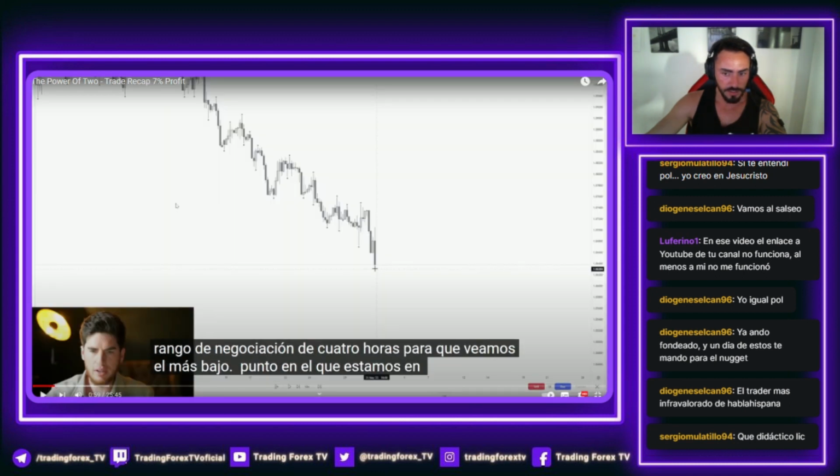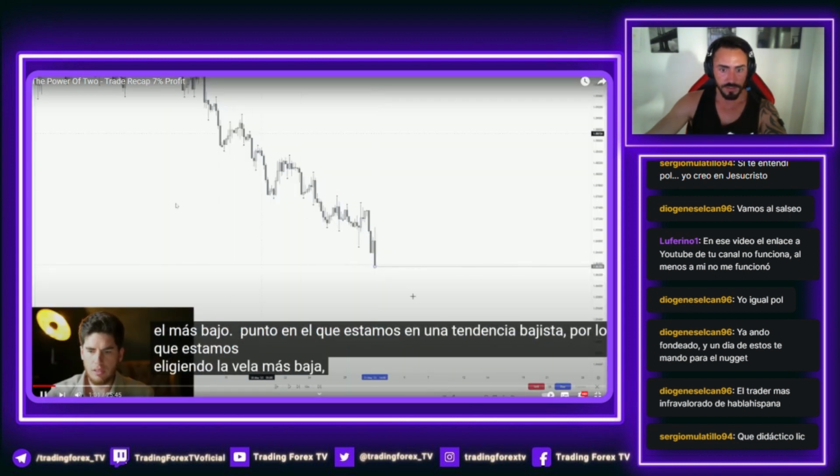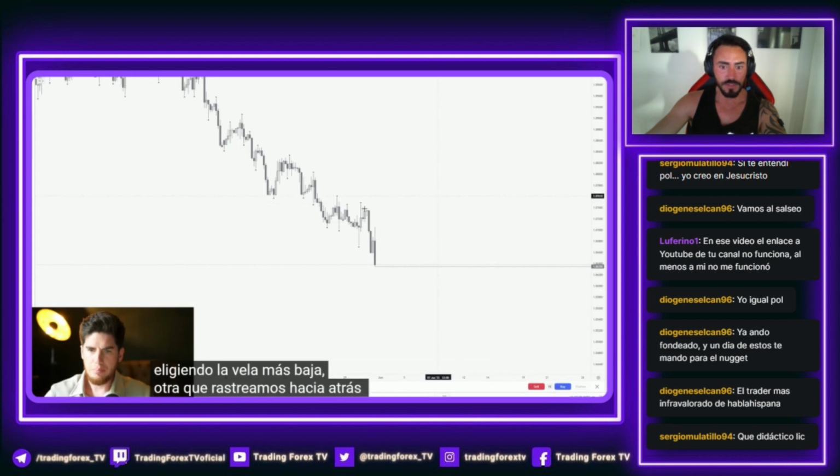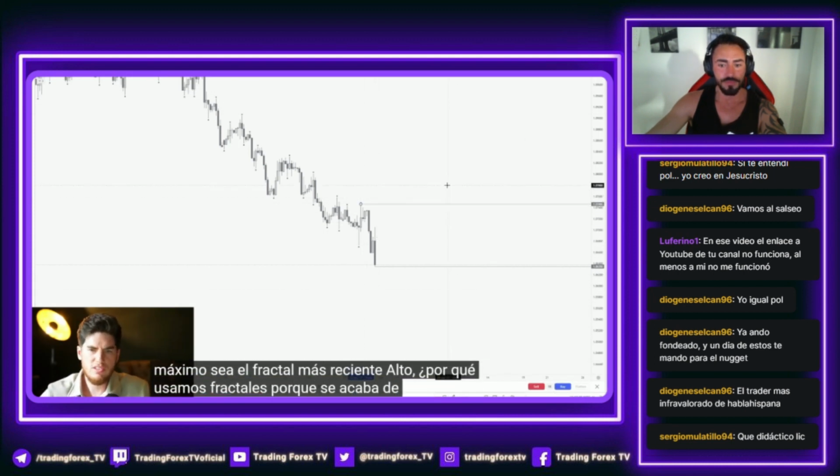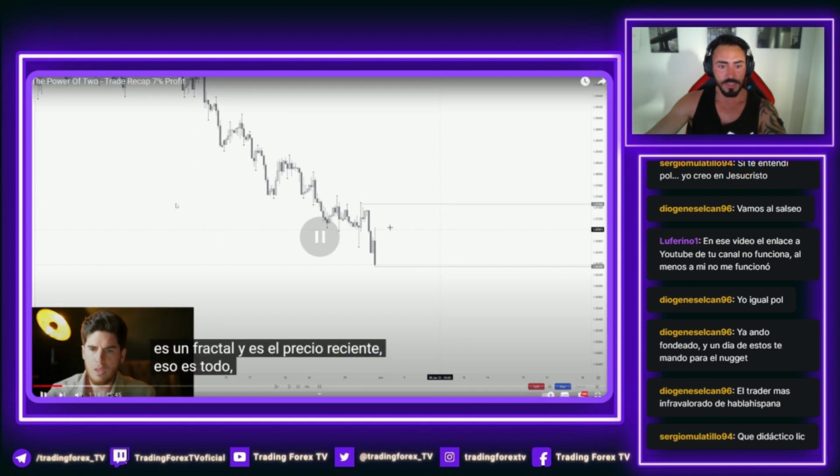Ahora. Downtrend, so we're picking the lowest candle. Another one, we trail it back for the high. It's the most recent fractal high. Why do we use fractals? Because they're just confirmed, they're more defined highs and lows, and it just cuts out a lot of the noise, like what's liquidity, what's not. It's a fractal and its recent price, that's all. Que no es un fractal y es el precio reciente.